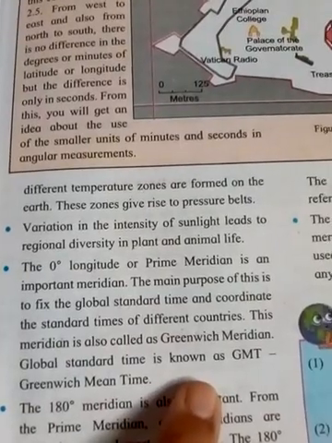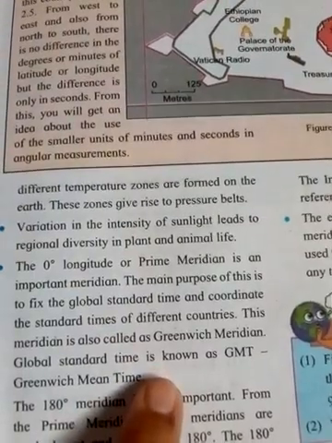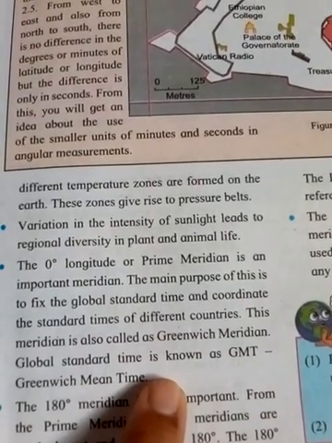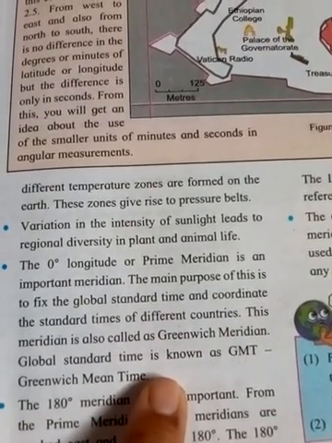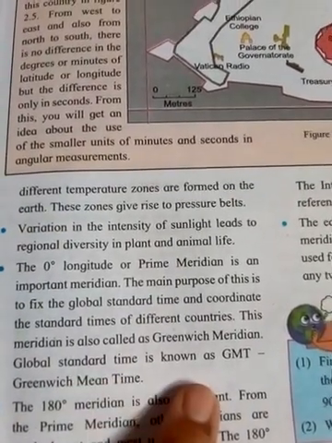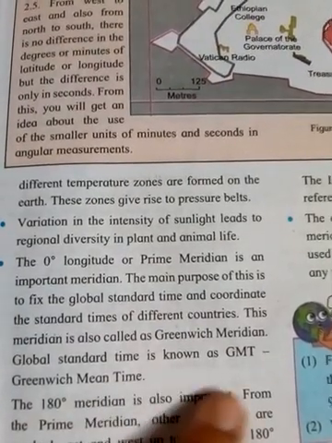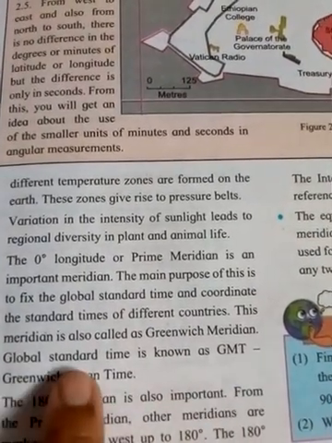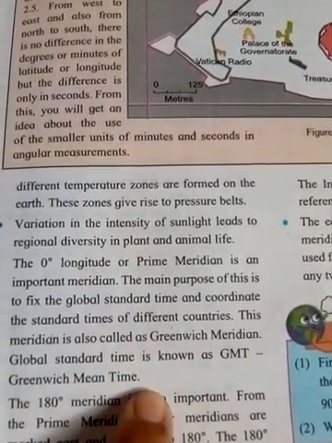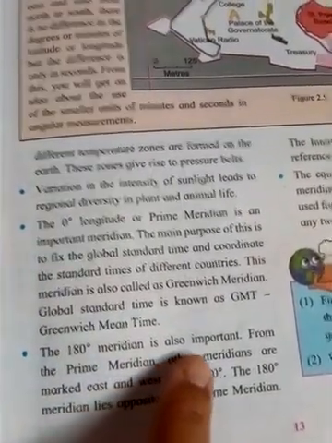You understand that this is an important meridian, the zero meridian, also known as the prime meridian. What is its main purpose? To fix the global standard time and coordinate standard time between the various countries. The prime meridian is also called the Greenwich meridian, and the global standard time is known as GMT, Greenwich Mean Time.